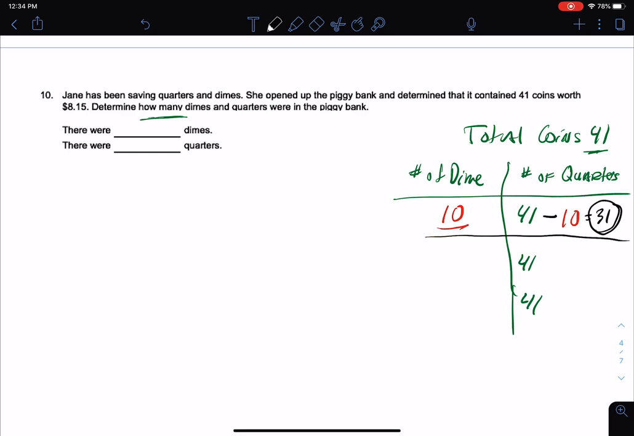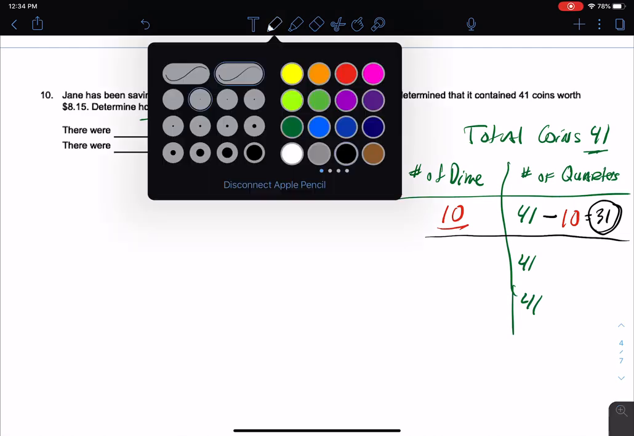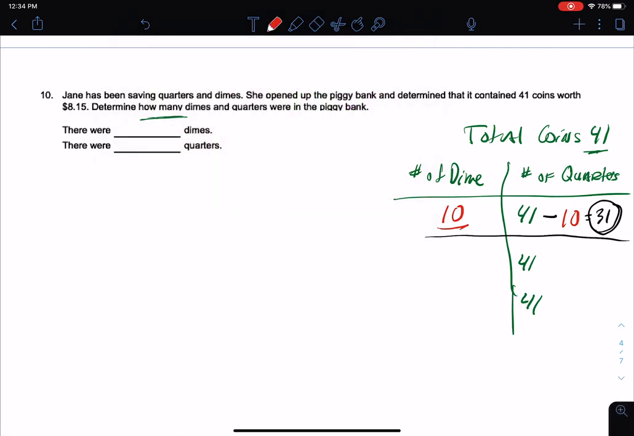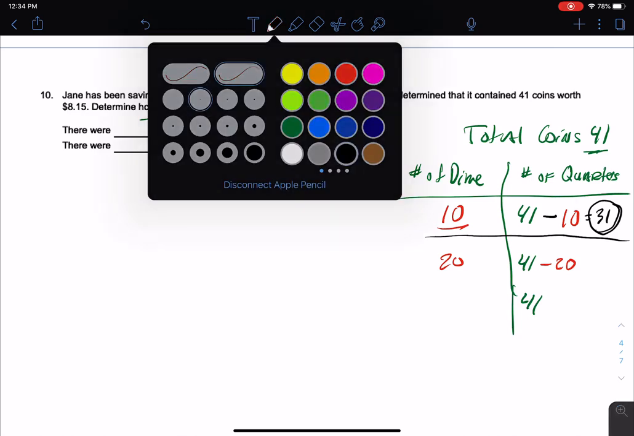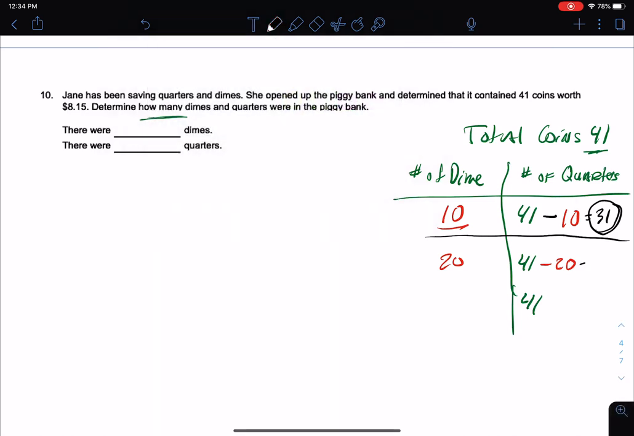Let's do another one to make sure we understand that relationship. What if there were 20 dimes? Now, if there's a total of 41 dimes and quarters, and 20 of them are dimes, that means the number of quarters is going to have to be 41 minus 20, which equals 21. Okay.